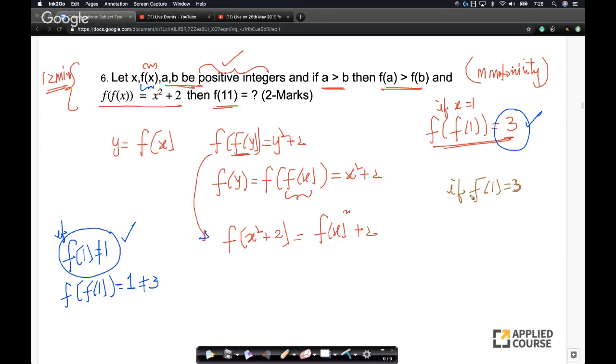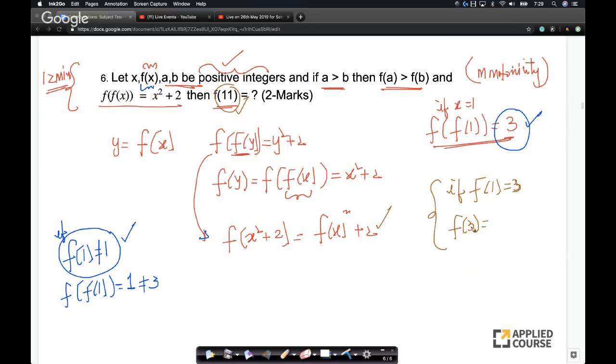Will something break down? If f of 1 equals 3, then I need to get f of 3. I want to find f of 1 first, because if I find f of 1, I can start solving this problem carefully. If I find f of 1, I can find f of 3. If I find f of 3, I can find f of 11, because 11 is nothing but 3 squared plus 2. That's why I'm struggling to find f of 1.